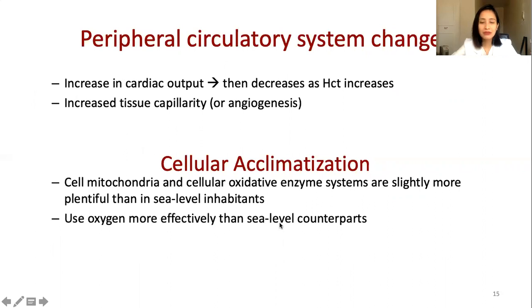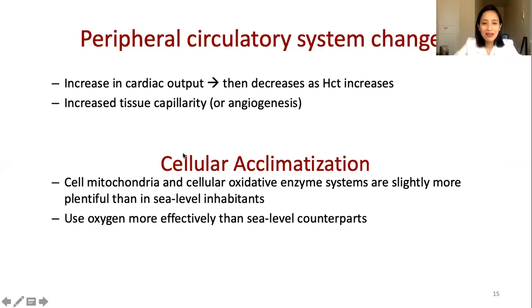Aside from that, there are also peripheral circulatory system changes, such as an increase in cardiac output initially, but later on it decreases when the hematocrit has already compensated and has increased. There's also increased tissue capillarity, so neovascularization or increased angiogenesis. The cells also acclimatize.